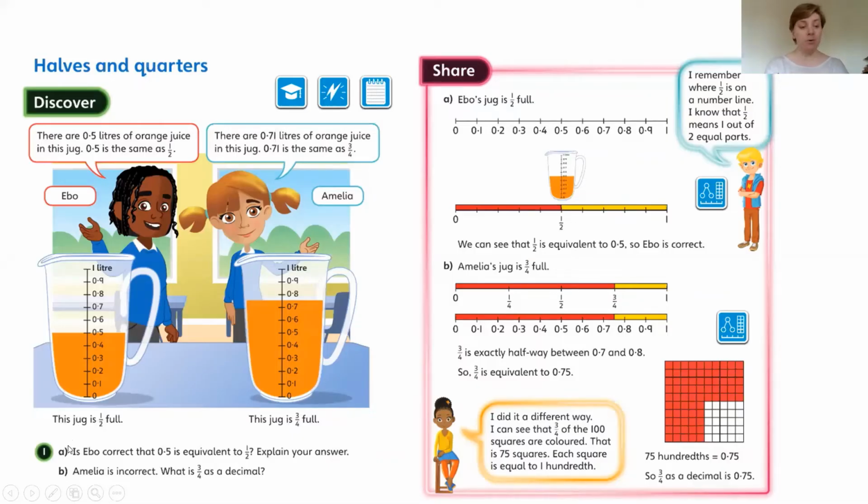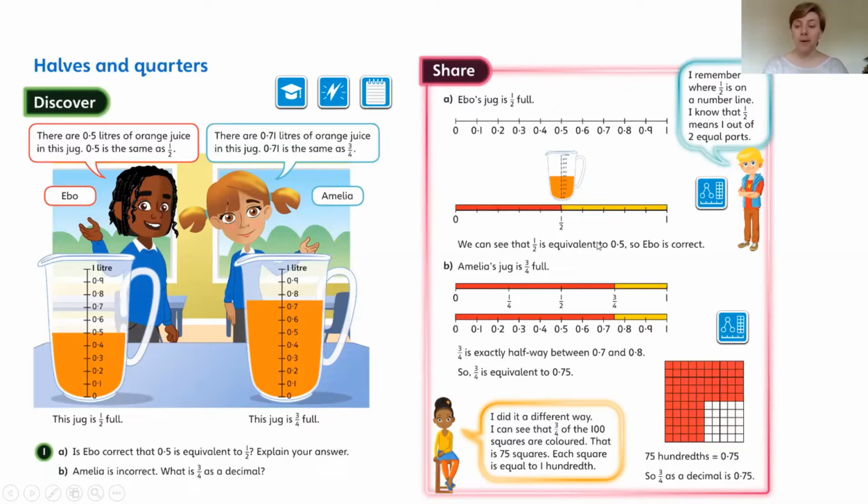For question A, we were asked if Ebo was correct that 0.5 is equivalent to a half. Now I can tell you that Ebo's jug is in fact half full. If we look at this number line on the side of the jug and we tip it over so that it's sideways, we can see that it goes from 0 to 1 and 0.5 comes in directly in the middle. If we compare this to a number line with fractions on it, we can see that 1/2 comes in the middle as well. So I can see that 0.5 is equivalent to a half.